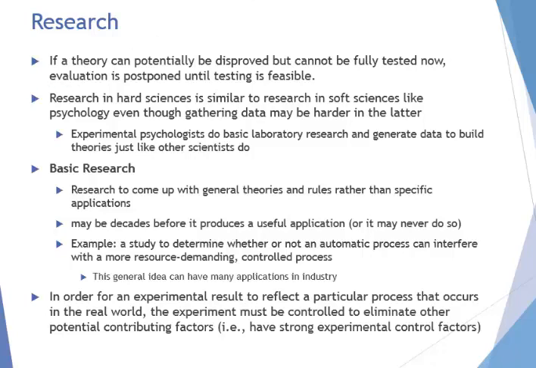And finally, this is similar to what we discussed before. In order for an experimental result to reflect a particular process that occurs in the real world, in other words, in order for it to be reproducible, in order for it to be something that you can apply to real world situations, you want to try to control to eliminate other potential contributing factors. You want to make sure that the group that you experiment on simulates real life situations to as close a degree as possible. And in future chapters, we're going to discuss that in more detail as well.